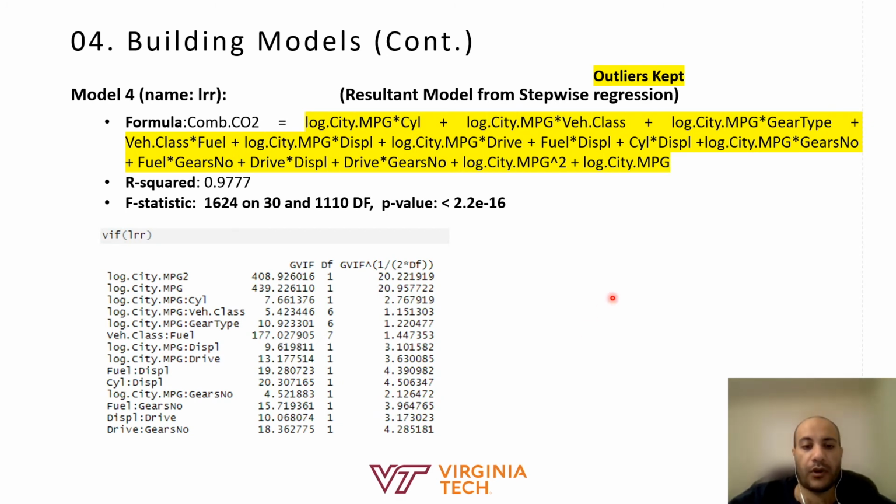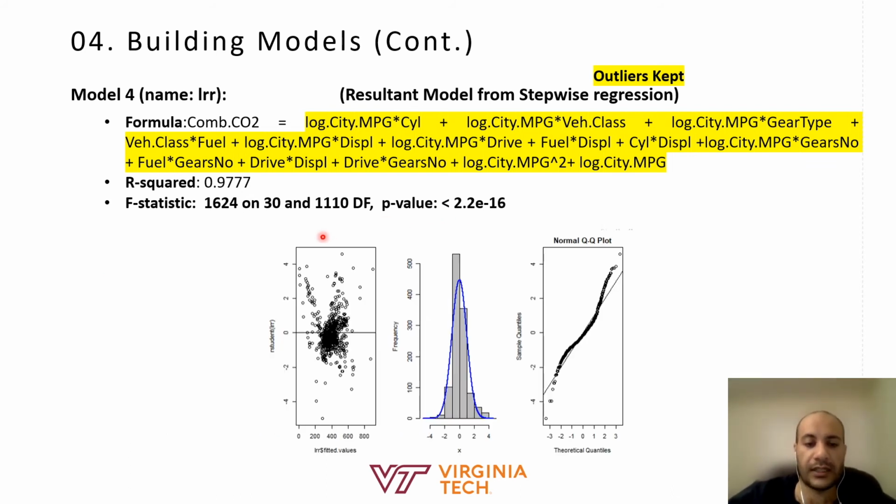So I removed all the interactions whose VIF values were greater than 5, and this is the resultant model. As you can see here, the R square dropped a little bit to 0.97 with an F statistic of 1624, and the p-value is still very, very small. And here you can see the trend is a little bit deviated or removed, but there is still a little bit of a trend, though it's not as strong as it was before.